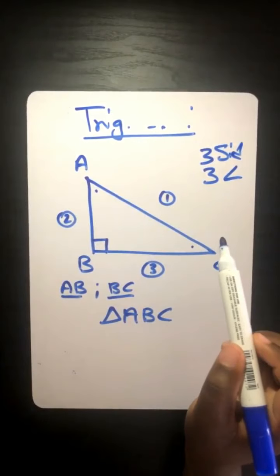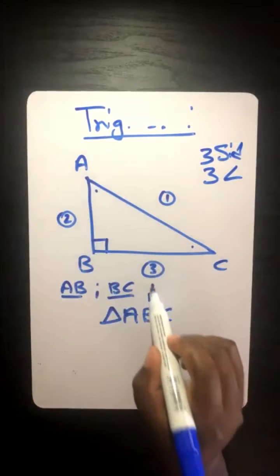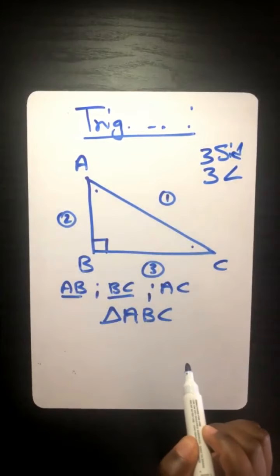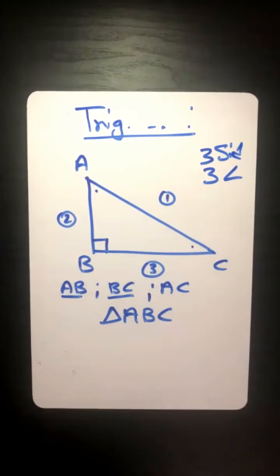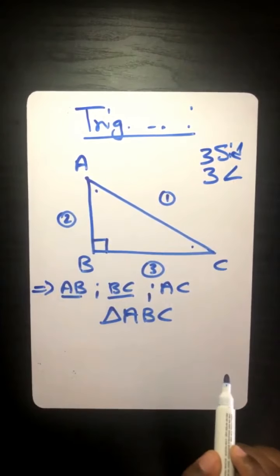So now let's see another side between A and C. Obviously A comes first, then that side we refer to it as AC. Very, very much important, ladies and gentlemen. So this is all regarding the sides.